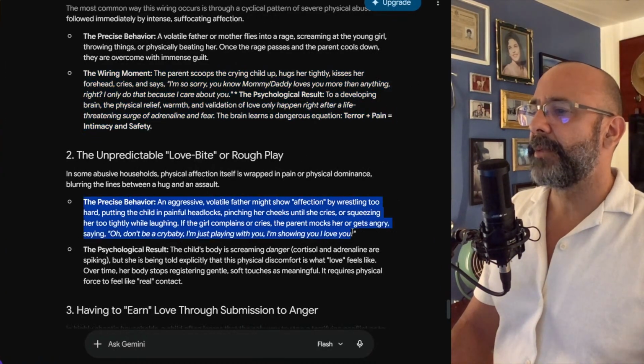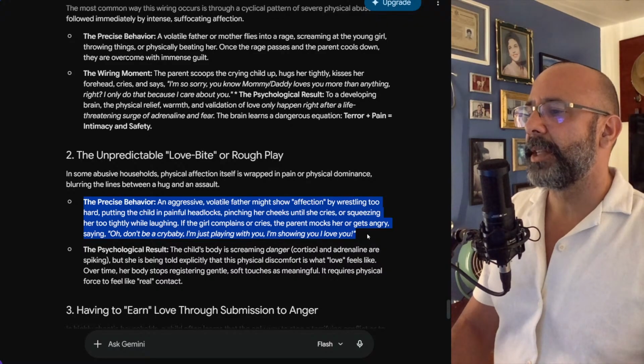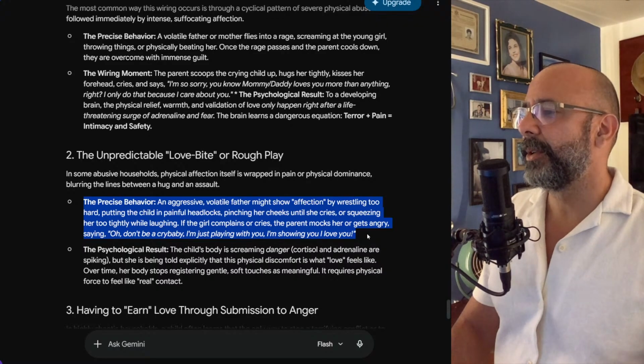aggressive, volatile father might show affection by wrestling too hard, putting the child in painful headlocks, pinching her cheeks until she cries, or squeezing her too tightly while laughing. If the girl complains or cries, the parent mocks her or gets angry, saying, "Oh, don't be a crybaby. I'm just playing with you. I'm showing how much I love you."